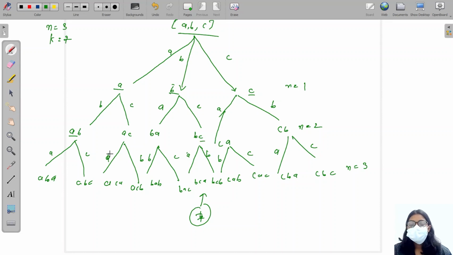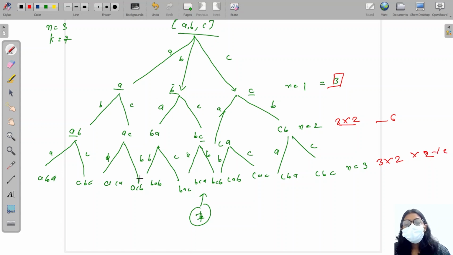Now here, as you can see, all the strings are increasing by 2, right? All the choices are increasing by 2. So for the first level, my total number of strings is 3. Here, all the 3 strings have 2 choices, so it increases by 3 cross 2, right? Here also, all the strings have 2 choices, so 3 cross 2 into 2. So here it has 6, and here it has 12 strings, right?